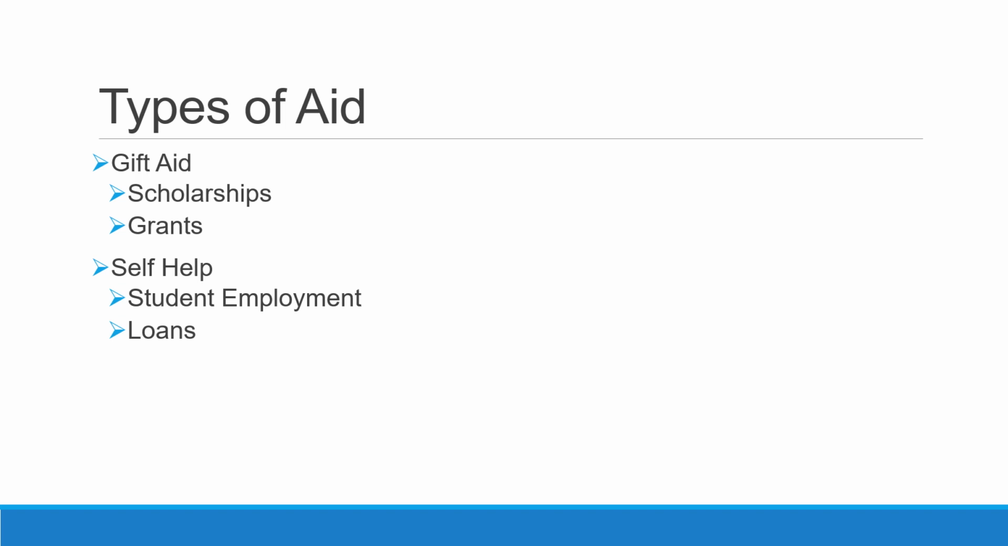There are two main types of financial aid: gift assistance, which is free money and may be awarded on the basis of merit or financial need. The second broad category is self-help: student employment, for which the student must work and receive a paycheck, and loans, which must be repaid, typically with interest.